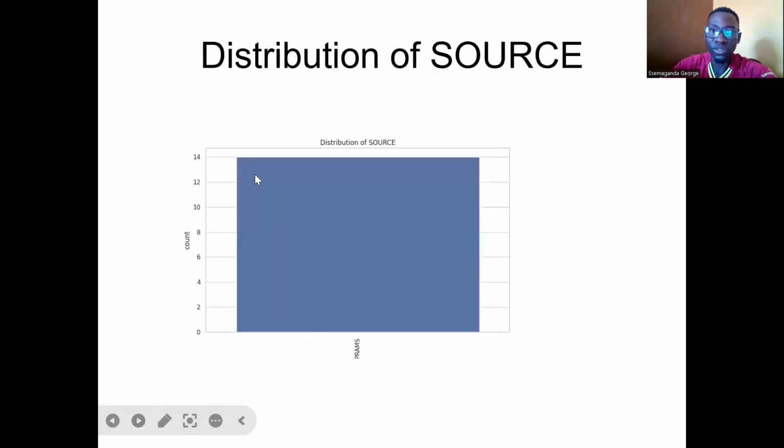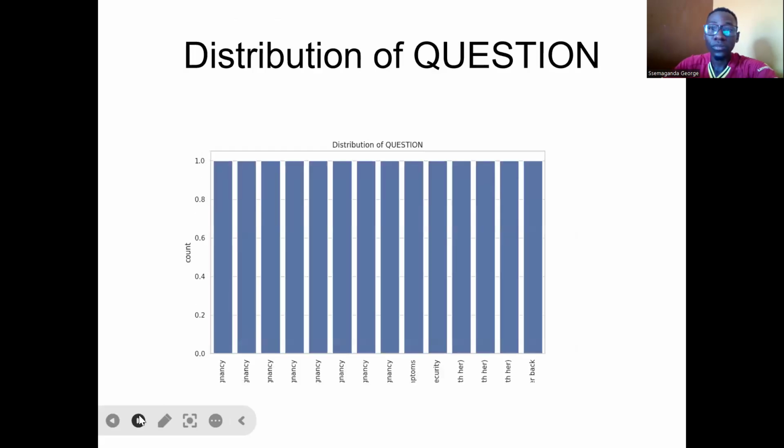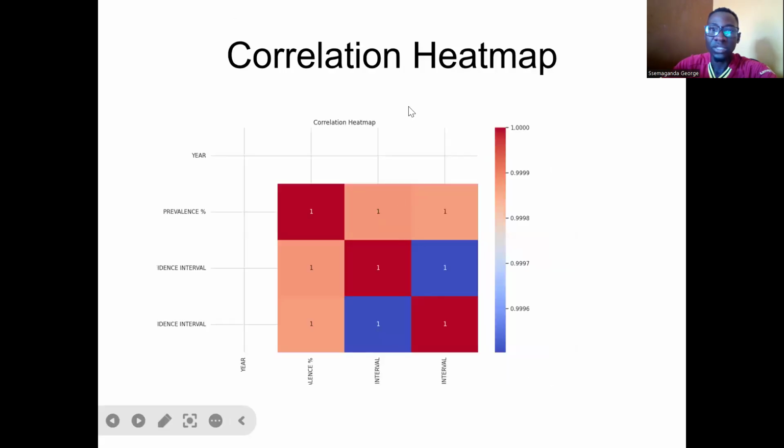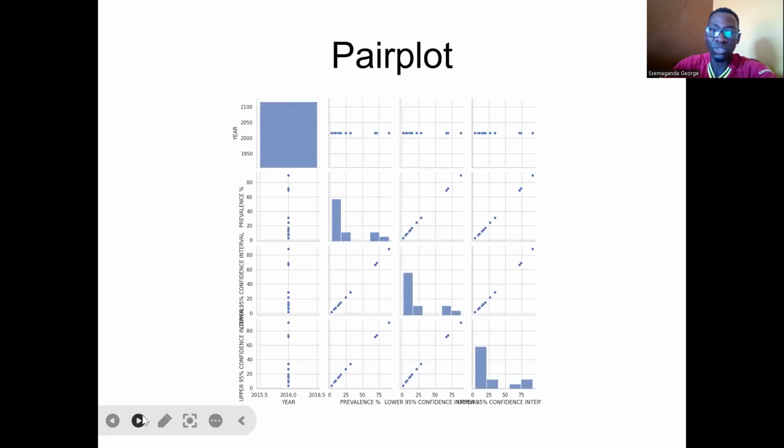And then the distribution of source, remember it came from one source, it was just prompt. And then the distribution of questions, which was a uniform distribution amongst all the participants. And then for the statistics study, this is a correlation heat map with our positive ones representing positive correlation, and then blue, which is representing a negative correlation, and then this brown, which is representing almost no correlation.